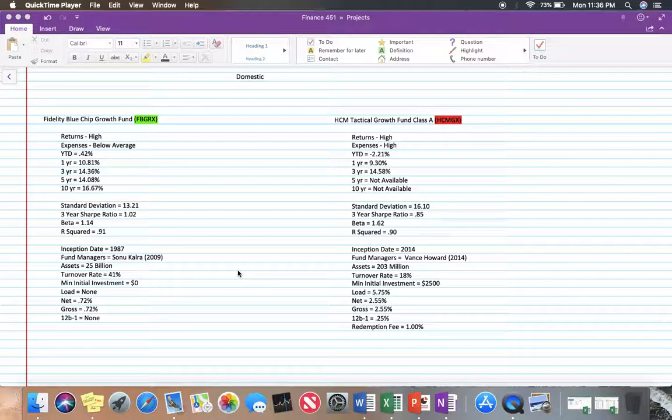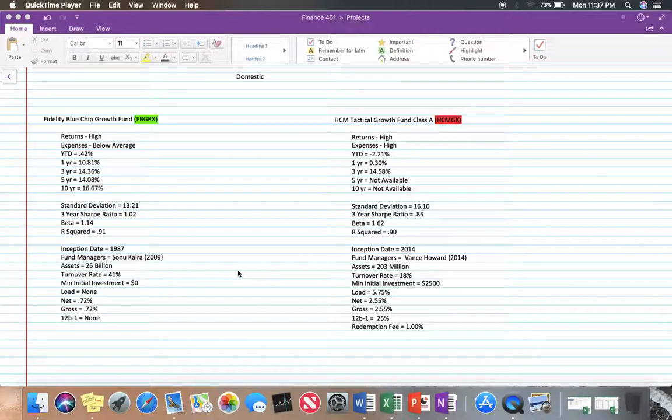A 3-year Sharpe ratio is how much we are gaining in return relative to risk, and the higher the better. So the Fidelity Blue Chip Fund is higher, which means we are earning more relative to the amount of risk we're taking on. Beta is again a sensitivity measure. We want that to be as low as possible, which we see with the Fidelity Blue Chip Fund, which is 1.14 compared to 1.62.